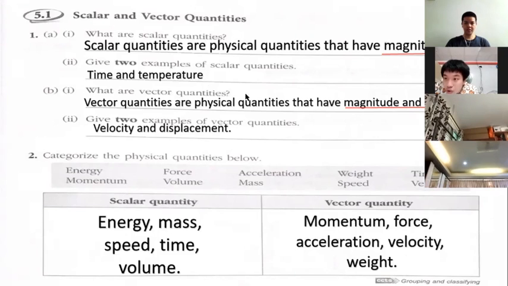So again, don't forget scalar quantities, magnitude only, and for vector quantities, it's magnitude and direction. Okay, we have less than 1 minute. If you're already finished, please don't forget to send it in our line group and also include answering number 3, okay? That's very easy for number 3.